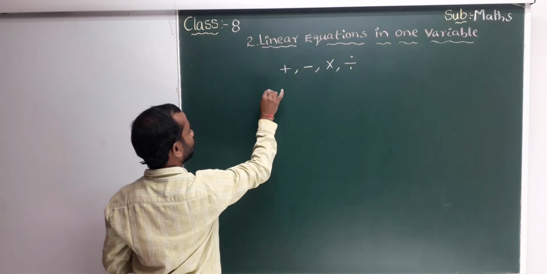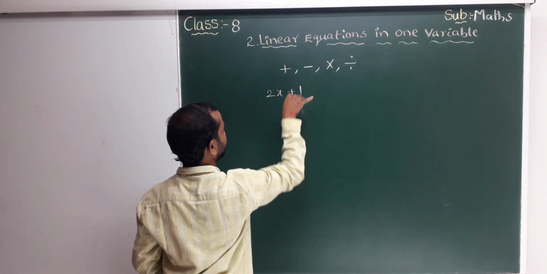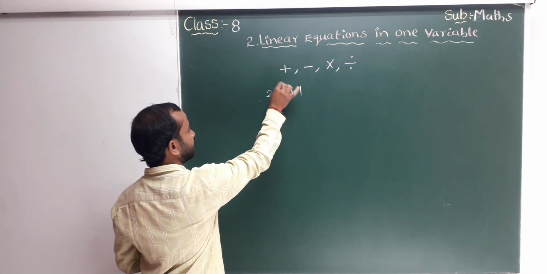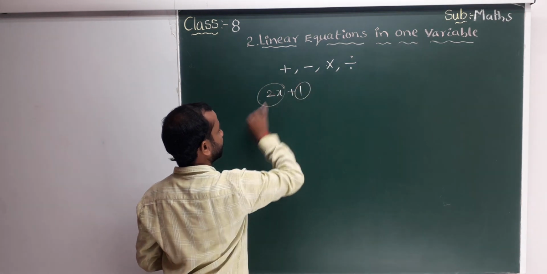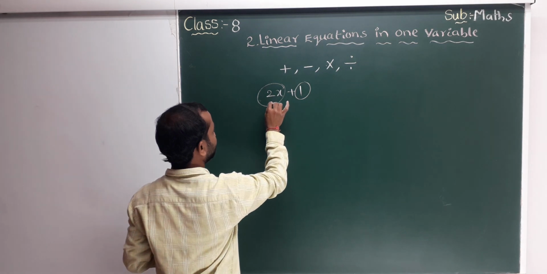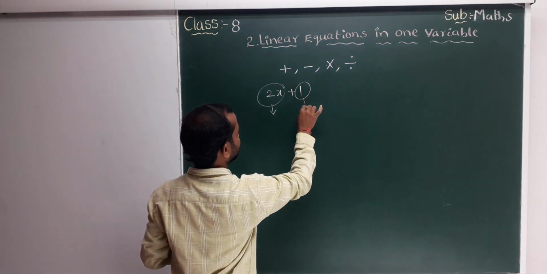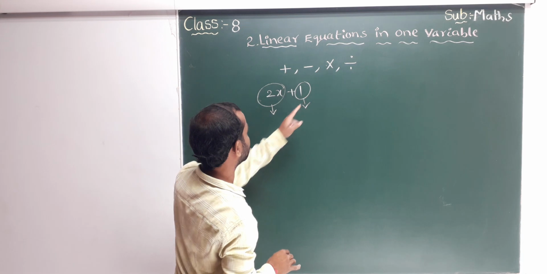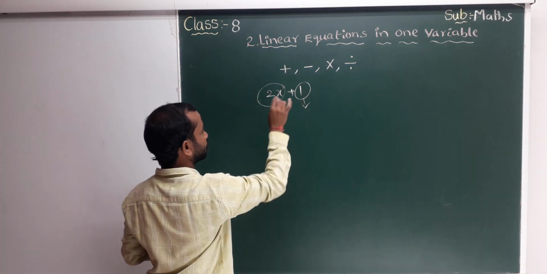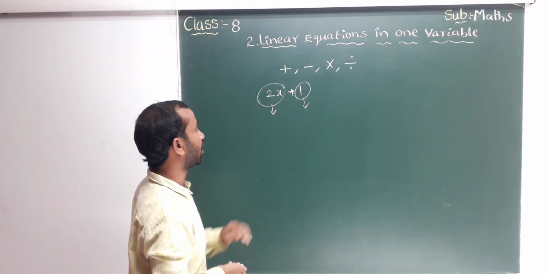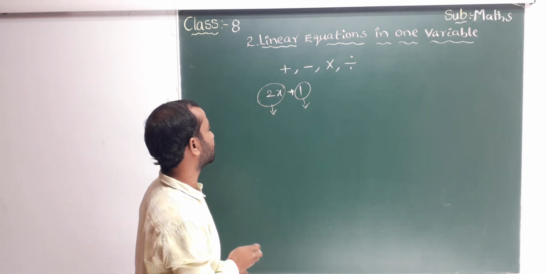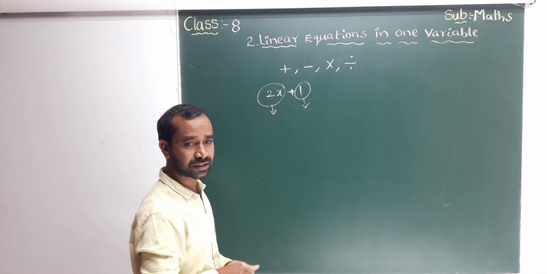For example, 2x plus 1. Here two terms are there. 2x is one term and 1 is another term. Here x is the variable. So this is the variable term, this is the constant term. Both terms are separated by plus, which is the mathematical operation. So every algebraic expression is formed with a mathematical operation, variable terms and constant terms.